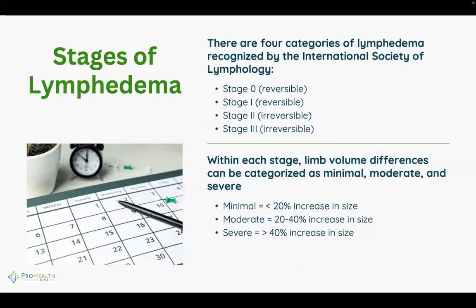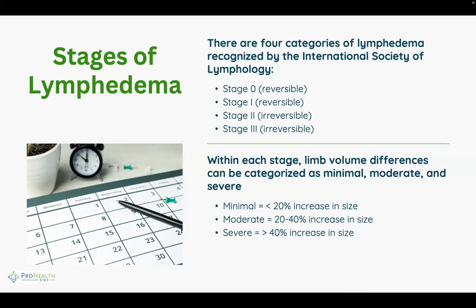Another way that we also categorize lymphedema is in stages. And this usually just has to do with how severe it is. So there's 4 stages from stage 0 all the way to stage 3. The first 2 stages are usually reversible, while the last 2 are usually irreversible. And then within each stage, you can also categorize them as minimal, moderate, or severe, depending on the limb volume.